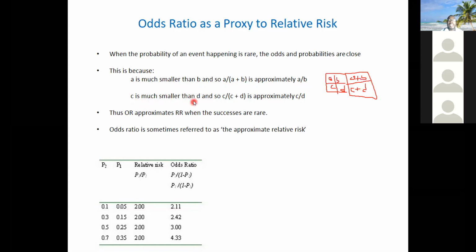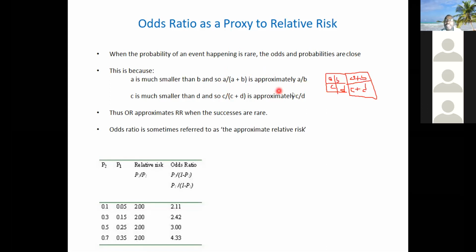C is much smaller than D. Because if the disease is, this first column, the A and C are the people that have the disease. This second one is the people that don't have the disease, because the disease is along the vertical. While this row are the people that are exposed. The second row are people that are not exposed. So in this group that have the disease, A and C, only A is the people that have the disease among the exposed. C is the people that have the disease among the non-exposed. So if the disease is rare, then A and C will be small.